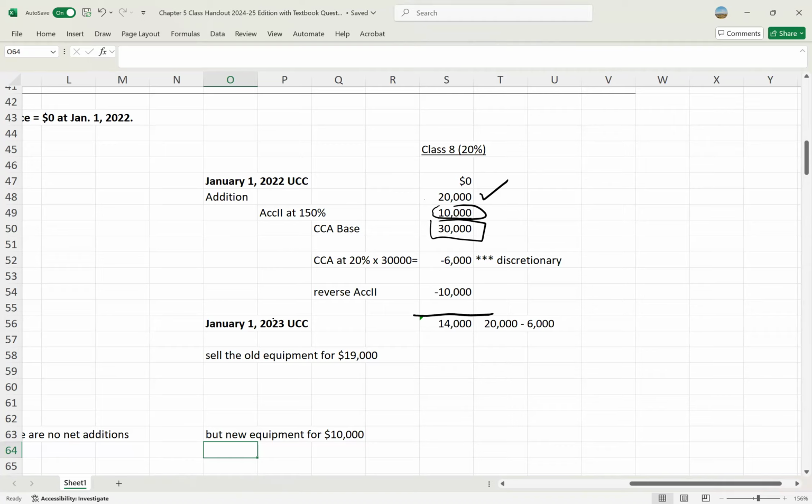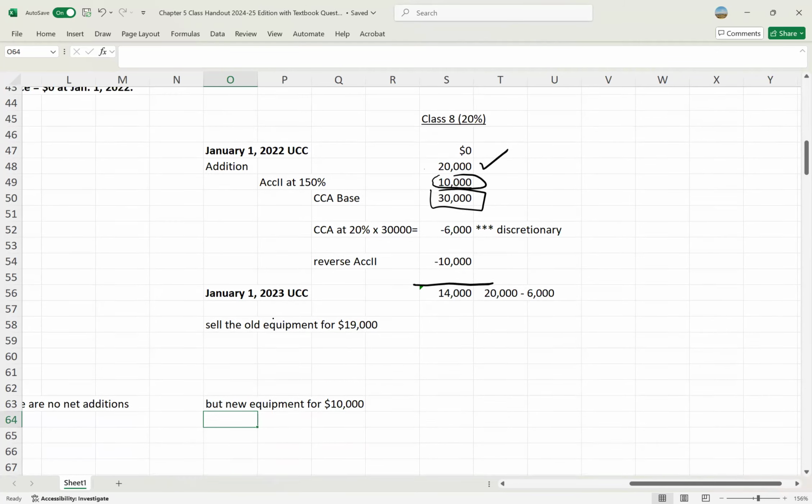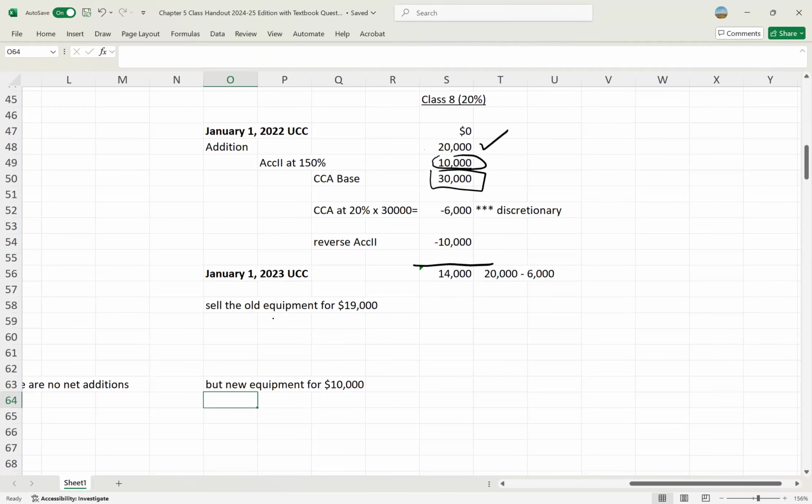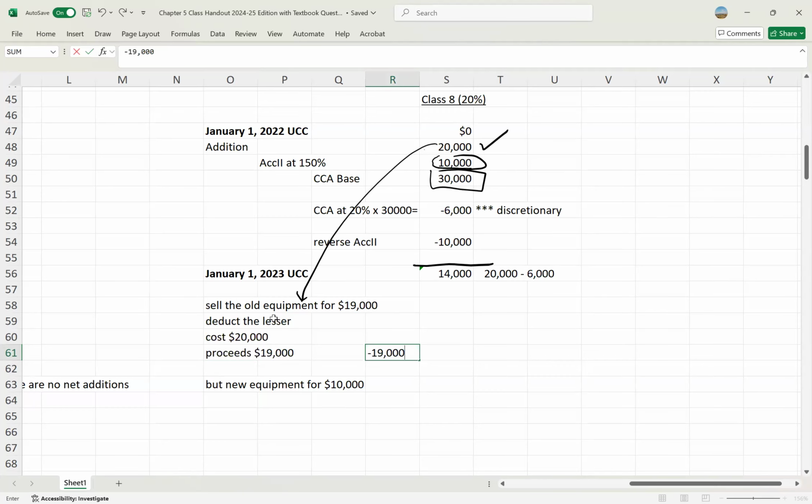At the beginning of 2023, our balance is 14,000. That's the 20,000 cost of the equipment we bought minus the 6,000 CCA. And then we move into 2023. In 2023, that equipment that we bought last year, we decided to sell it. So whenever you sell an asset that you've taken CCA on, you have to deduct the lesser of two amounts from the CCA class. The first is the cost, which is 20,000. The second is the proceeds, which is 19,000. In this example, the proceeds is the lesser, so that's going to be a deduction of 19,000.